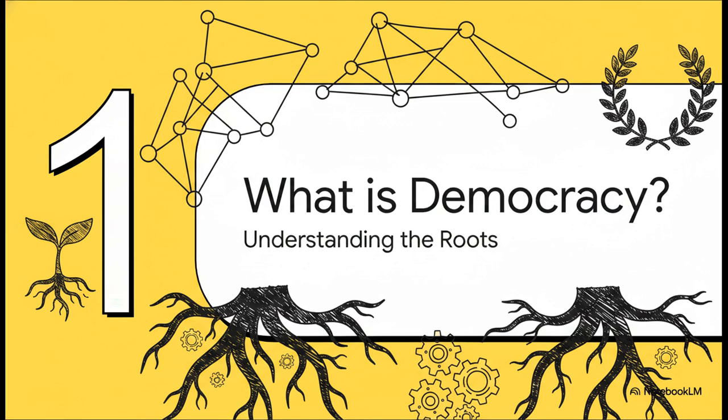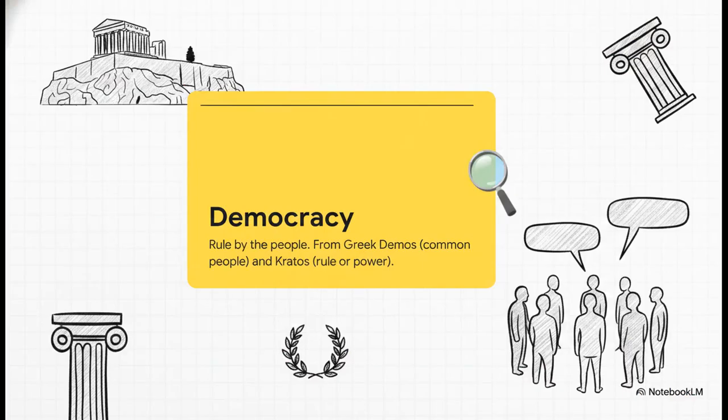What is democracy? Understanding the roots. To really get this, we kind of have to take a quick trip back in time to ancient Athens, Greece. That's where the word itself was actually born. It's a mashup of 2 ancient Greek words. First, you've got demos, which literally means the common people, and then kratos, which means rule or power. So you put them together, and it simply translates to rule by the people. Pretty straightforward, right? It's an ancient idea, but man, it is the absolute bedrock of our modern world.